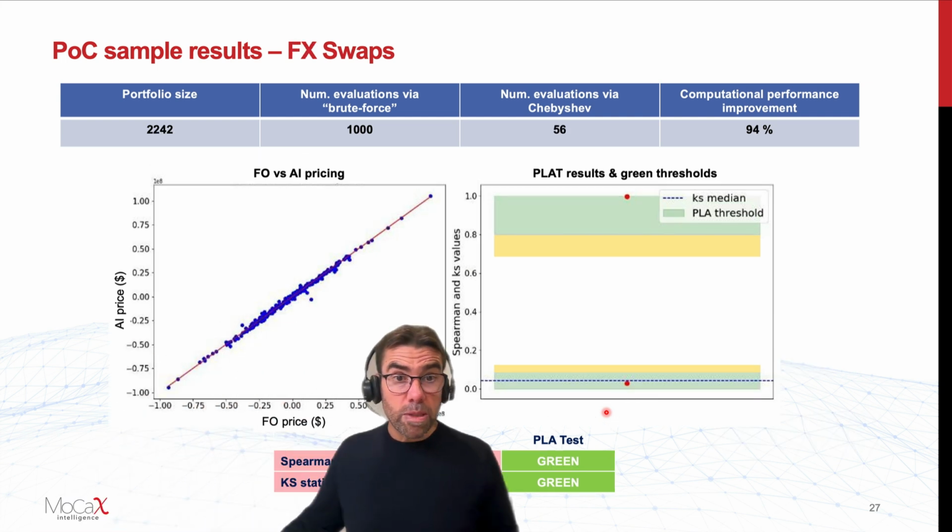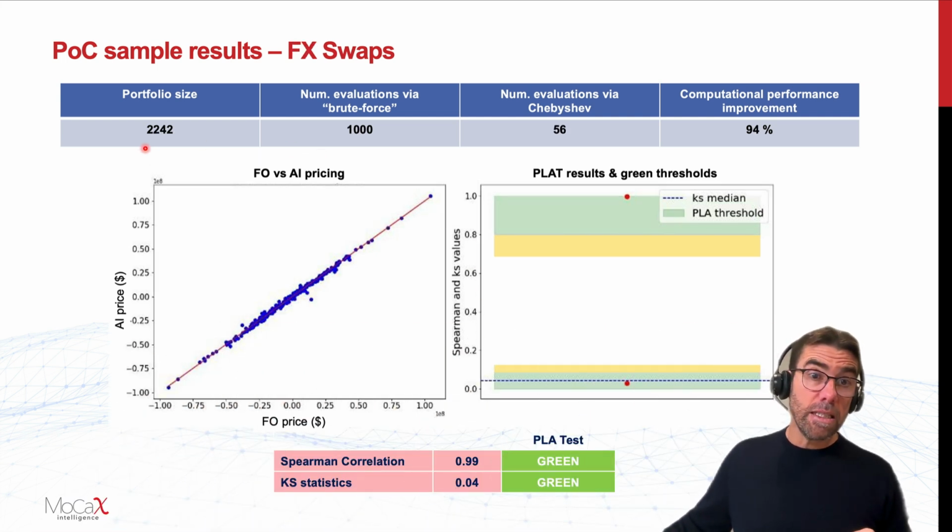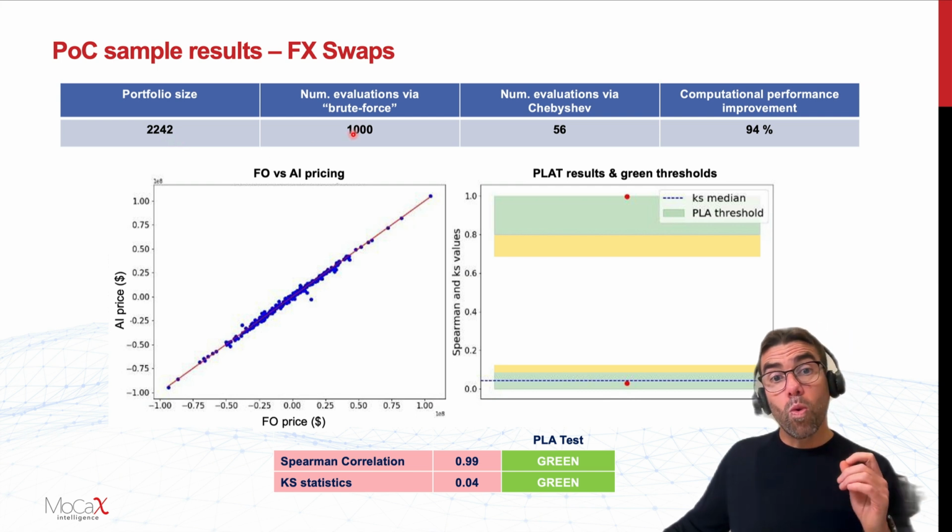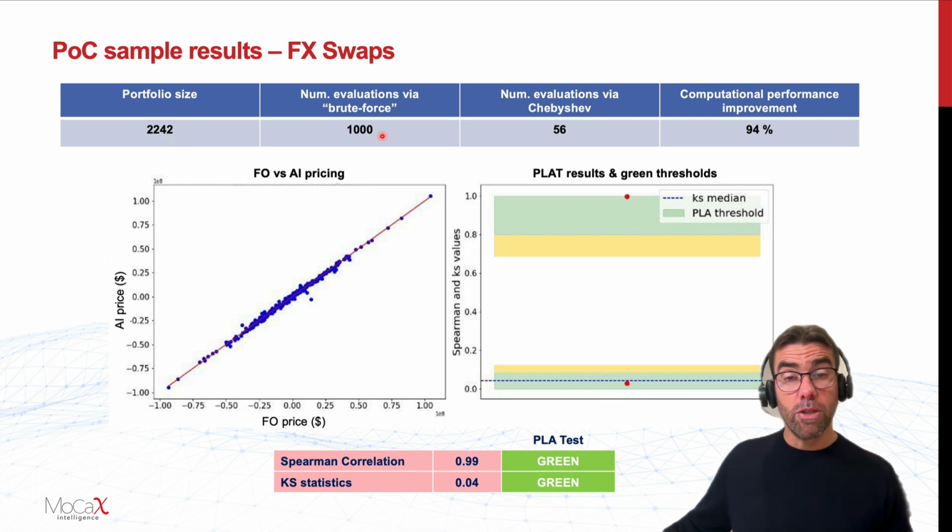Now, for the FX swap, something similar. In this case, the portfolio had around 2,000 positions. We were given 1,000 scenarios. We calibrated the Chebyshev tensor using 56 smart Chebyshev scenarios. And with this, we were able to obtain very high accuracy. You can see this is more or less a straight line. The P&L attribution test is well in the green zone here and here as well.